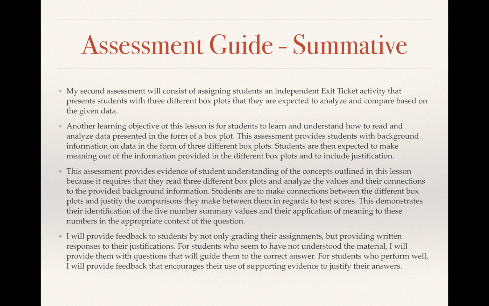Students are then expected to make meaning out of the information provided in the different box plots and to include justification. This assessment provides evidence of student understanding of the concepts outlined in the lesson because it requires that they read 3 different box plots and analyze the values and their connections to the provided background information. Students are to make connections between the different box plots and justify the comparisons they make between them in regards to test scores. This demonstrates their identification of the 5 number summary values and their application of meaning to these numbers in the appropriate context of the question.